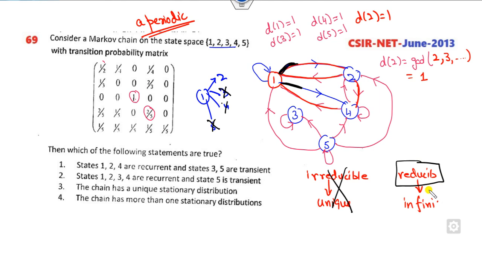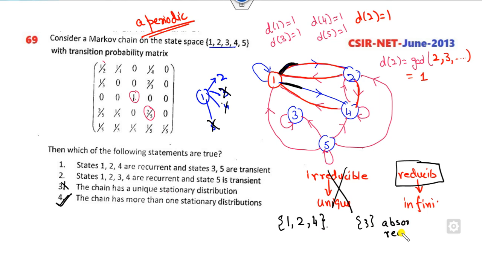What is the meaning of that? It is infinitely many, so it is not a unique distribution, cancel. It has more than one stationary distribution, fine. Now how can you check that? You can make them classes. You can see 1 to 2, 2 to 4, 4 to 1, all are closed. 1, 2, 4 is closed. From 3, there is no way you can go. So 3 is my absorbing or recurrent.